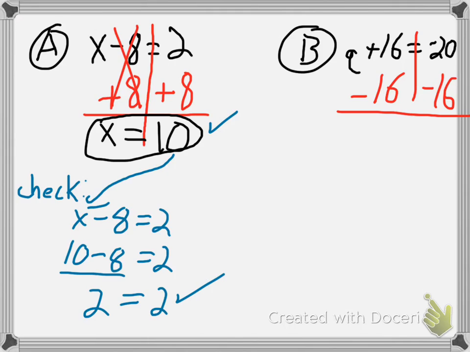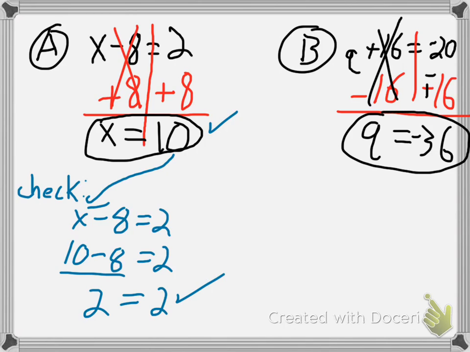So on the left-hand side, I have a plus 16 minus 16. Those are going to cancel out, and I'm just left with q. I bring down my equal sign. On the right-hand side, I have negative 20 minus 16. Well, it's negative and I have subtraction, so I want to turn this into adding by the opposite. Negative 20 plus negative 16. I can add those two together because they're both negatives, and I end up with 36 negative. So I think q is equal to negative 36.